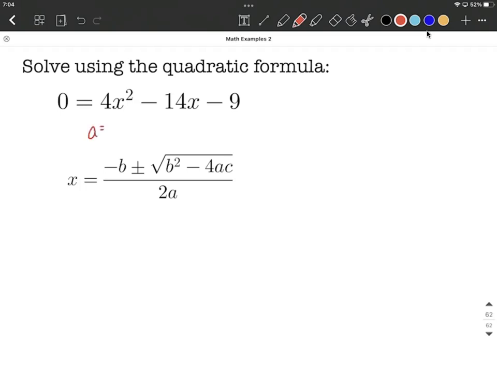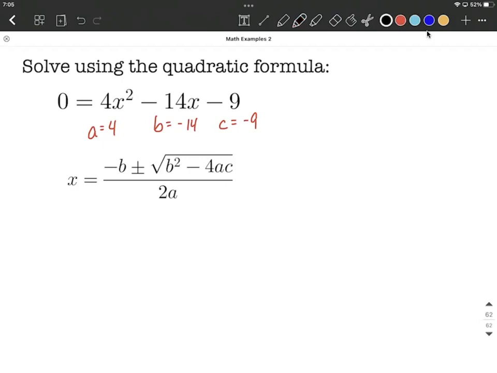So a is the coefficient in front of the x squared, so 4 in this case. B is the coefficient in front of the x, so negative 14. And c is our constant, negative 9 as it's listed here. Using the quadratic formula can solve every single quadratic equation, by the way, so it's useful to really get down.